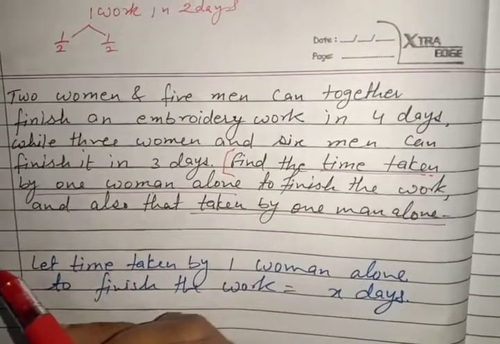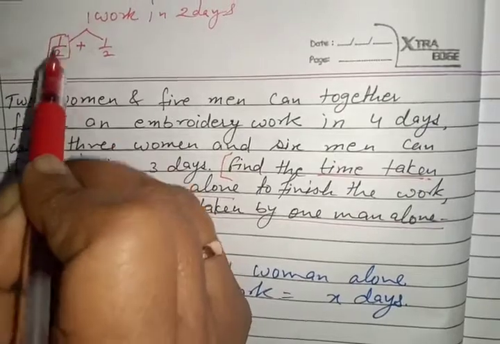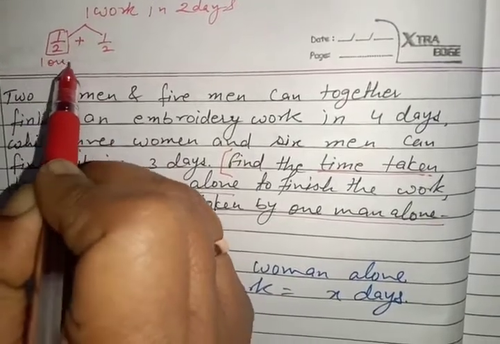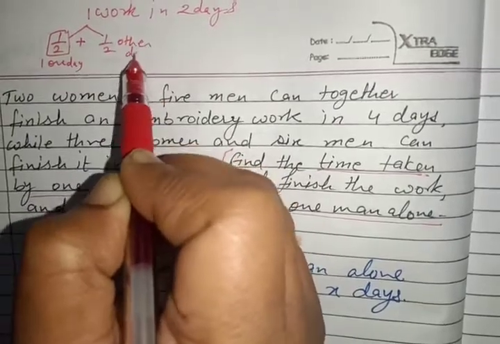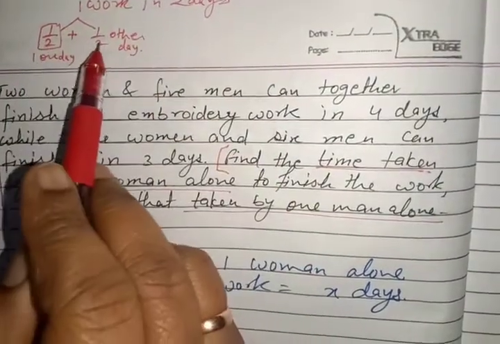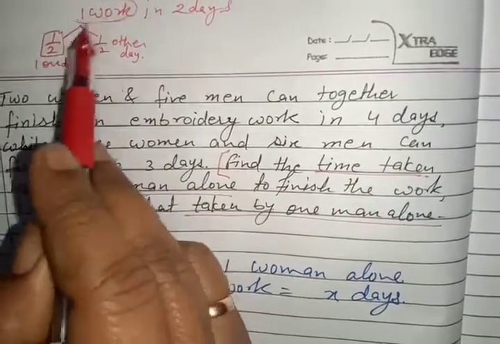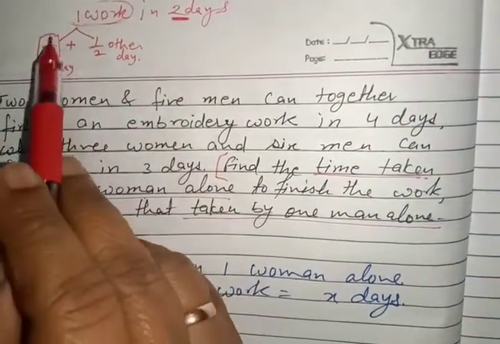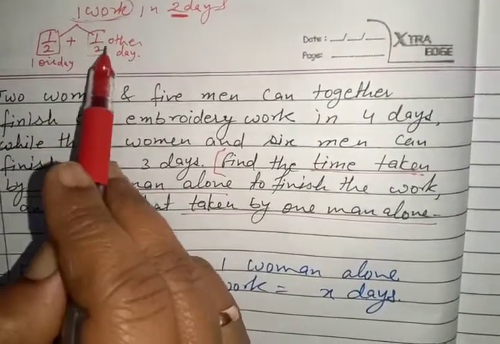It means the work should be completed half in one day and half in the other day, because half plus half will become one complete work. Work should be completed in 2 days. It means in one day we will complete half, and in the other day we will complete half.